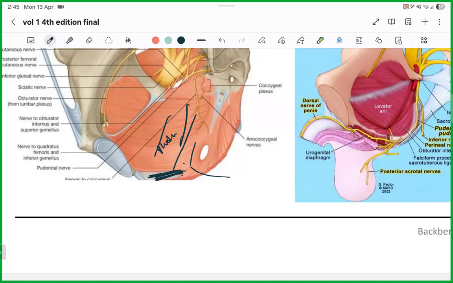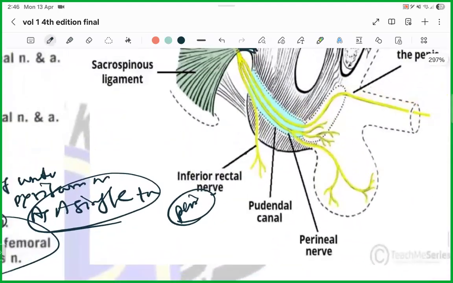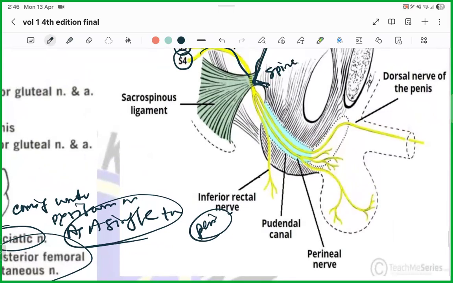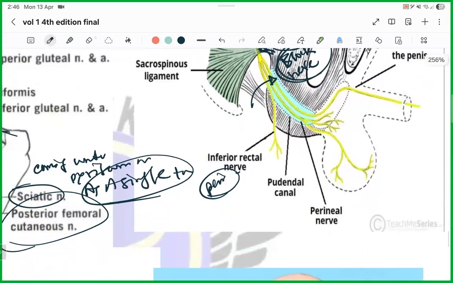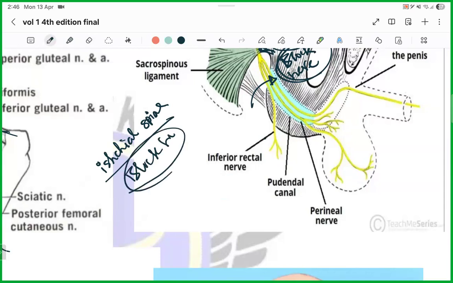Now, for that, where do you block? You find out the ischial spine and block here. So this is a very important question during a difficult vaginal delivery. You need to give an episiotomy. Where do you block? You block at the ischial spine. That's it. So this is 100% important.